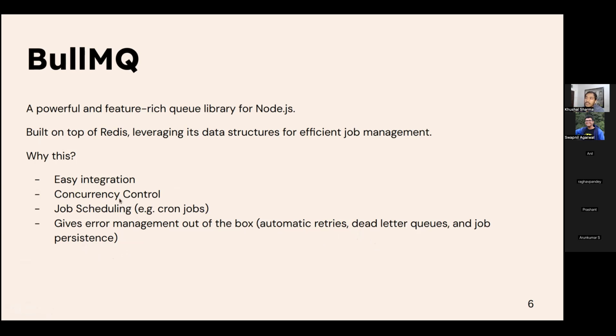We can do concurrency control as well. Let's just say we have 1,000 emails to send, and one worker is taking too much time to send. So we can run 10 workers concurrently, simultaneously, which will handle the jobs very well.